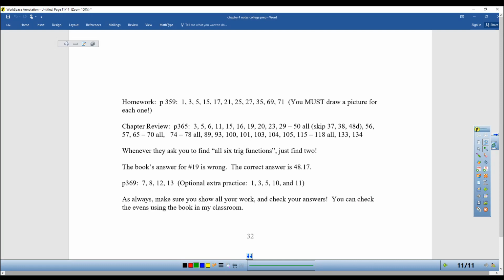Okay, so you're ready to do your homework. And in addition to that, there is a chapter review. This is a really long chapter, so it's a pretty long review. You're going to want to get started on it, even though you have a whole extra class day for it. Remember that when they ask you to find all 6 trig functions, you're welcome to just find 2. It's a little tedious to always find all 6. And the most important note is that the book's answer for number 19 is wrong. This is the correct answer.